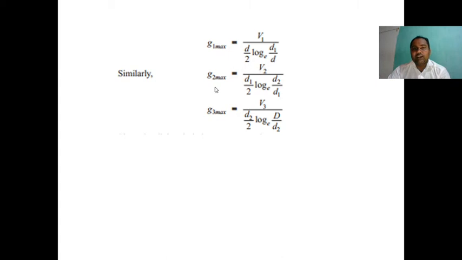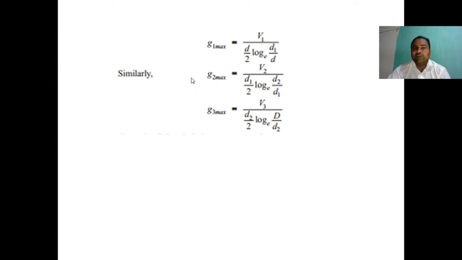Similarly, G2 maximum has the voltage V2. What is the radius? The radius is D1 by 2 log base e, the voltage difference in between D2 by D1. Finally, G3 maximum also has the voltage V3, and the radius is D2 by 2 log base e, so the voltage is in between capital D by small d2.